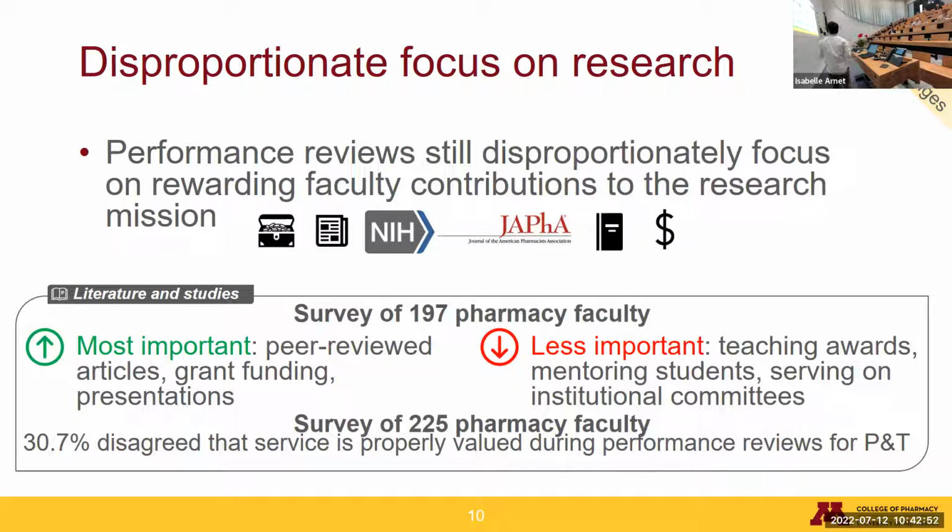And these faculty felt that things such as teaching awards, mentoring students, or serving on institutional committees were less important and were not rewarded. Another survey reported that 30% of more than 200 pharmacy faculty said that service is not properly valued during this performance review. With that, I think it's super important that performance reviews reward the research mission, because this is key to pharmacy academia, but they can't miss other potentially impactful contributions that eventually advance both academia and the professional pharmacy.